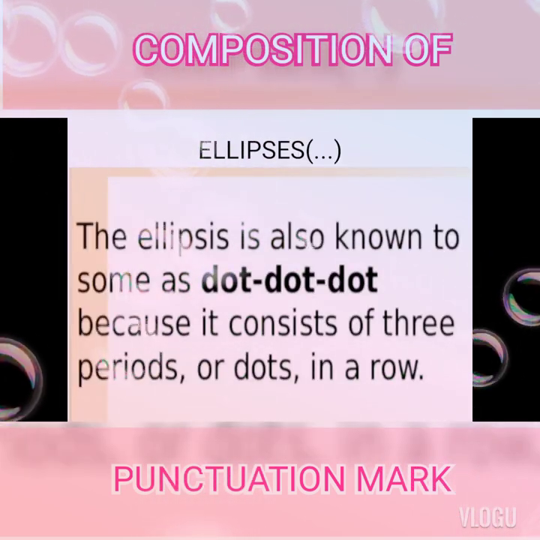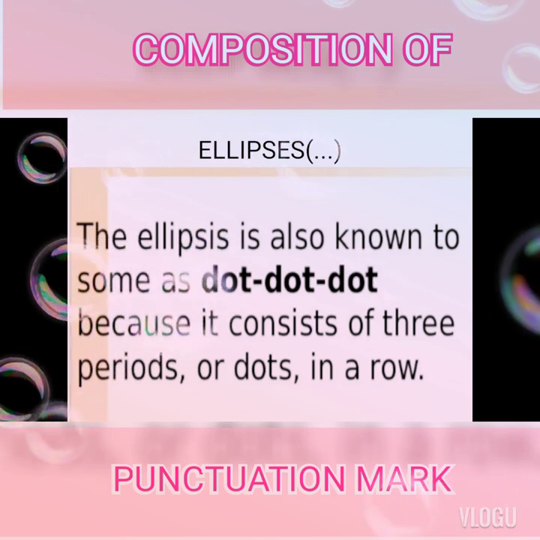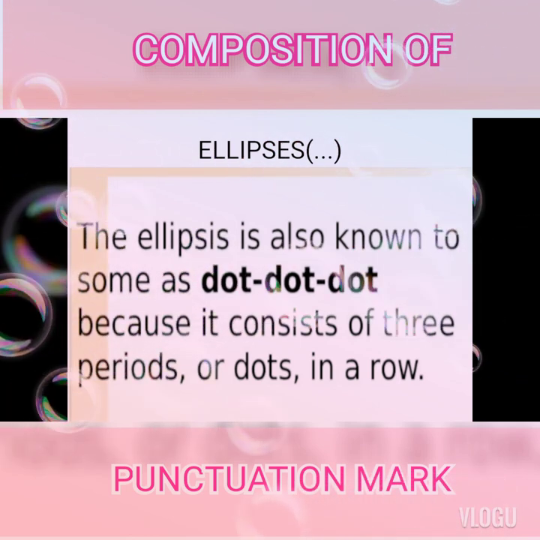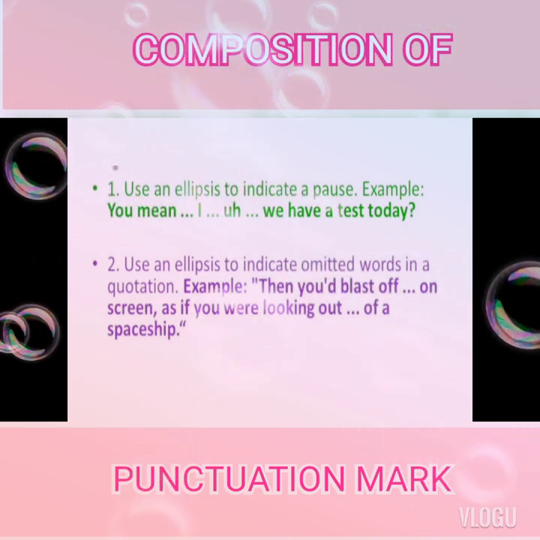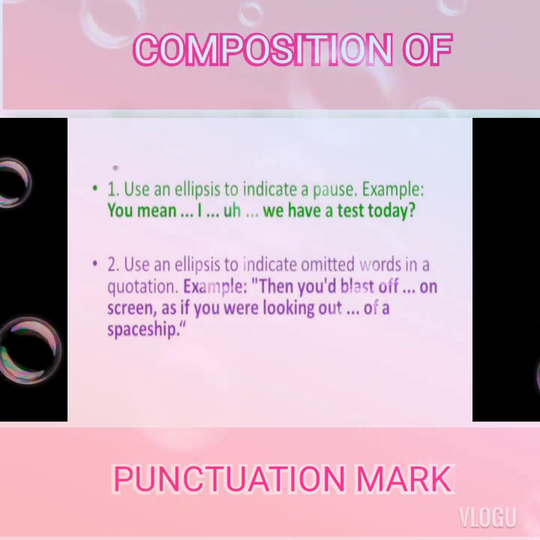The ellipsis is also known as suspension points because it consists of three periods or dots in a row. Use an ellipsis to indicate a pause. Example, you mean... we have a test today.